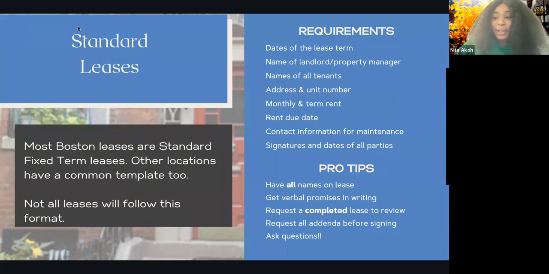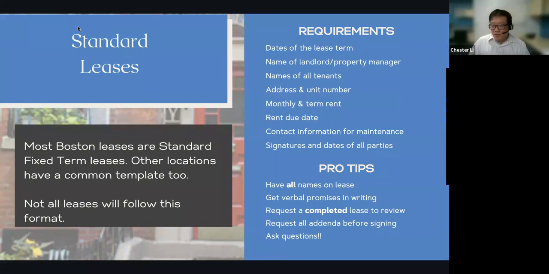Chester, do you have something you want to add? Yeah, I was just going to reiterate the addenda. I know there was a question in the chat about that too. You should always read all of it and send it back to the landlord if you have any questions. Any weird questions, it's always good to ask. And those are definitely things you can always ask to change.